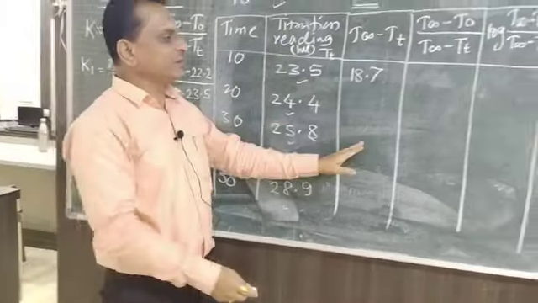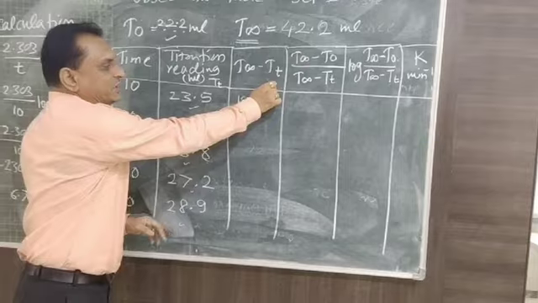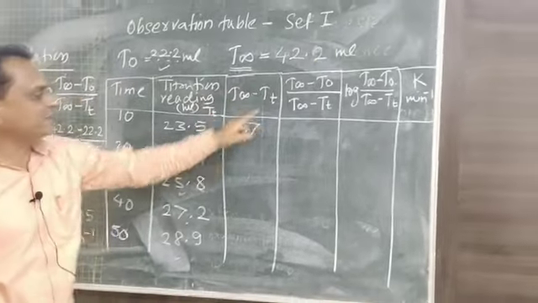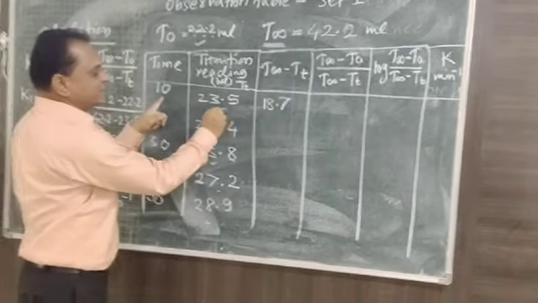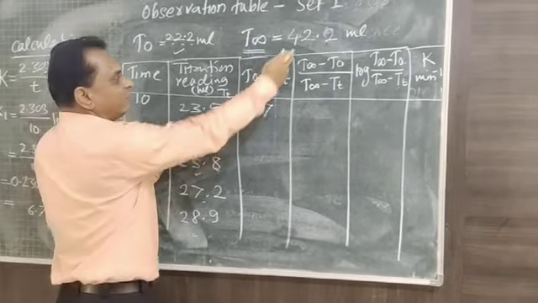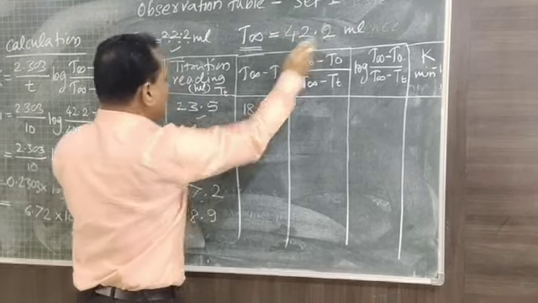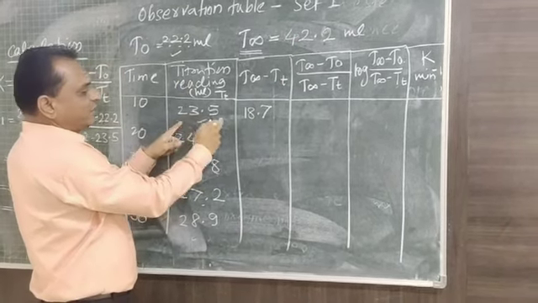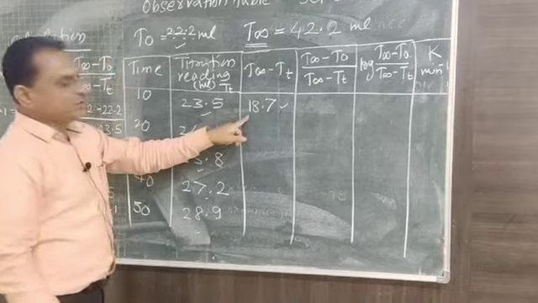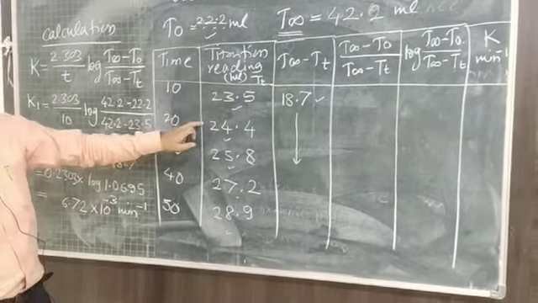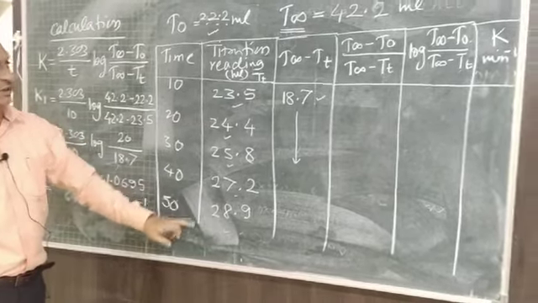Then the next column is T infinity minus Tt. T infinity is 42.2 minus Tt, the reading for 10 minutes, is 23.5. When you subtract, 42.2 minus 23.5 comes to be 18.7. So in this way we have to fill up this observation table by considering the readings after different time intervals.